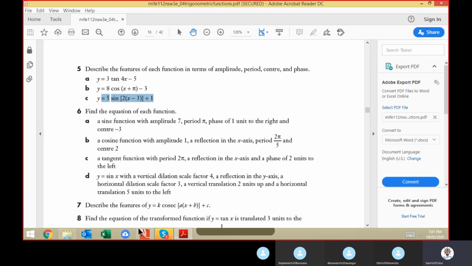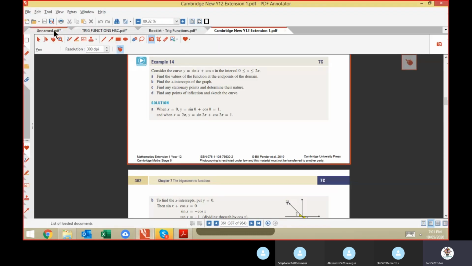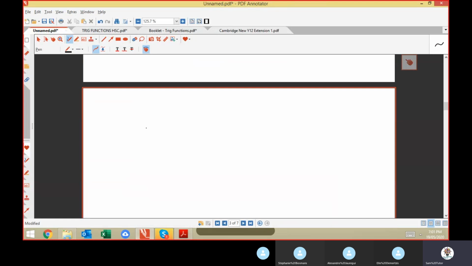We're going to do that, but I'm just going to modify it. Y equals 5 sine 2 bracket x minus, let's just say, pi on 2, plus 1. I mean, that's it. That's everything you can get asked.